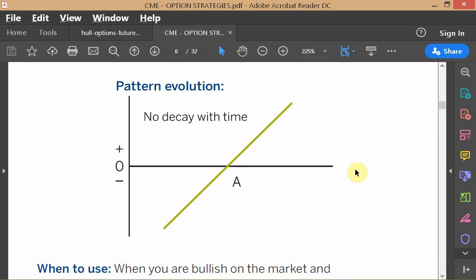Now we are trying to understand the concept of a synthetic equivalent. A synthetic equivalent is any set of positions by which I can indirectly create the same payoff profile as this position. So a synthetic equivalent of a long futures position will be any set of positions in other instruments through which I can create the same net result. Is this point clear? Okay, the concept is clear.